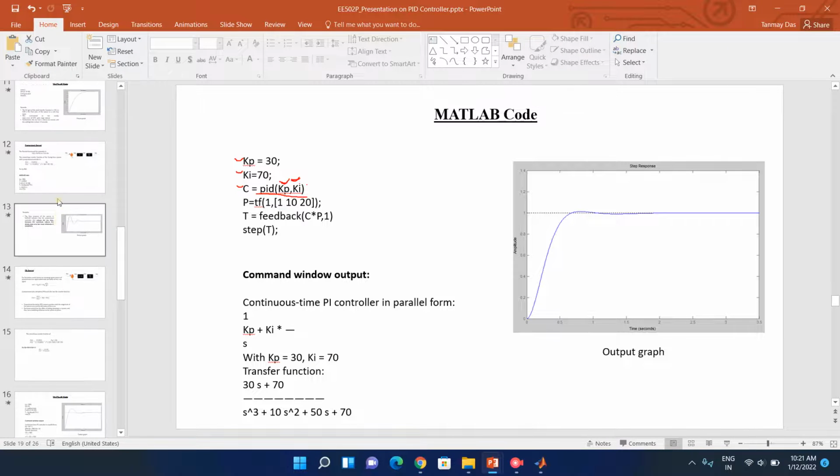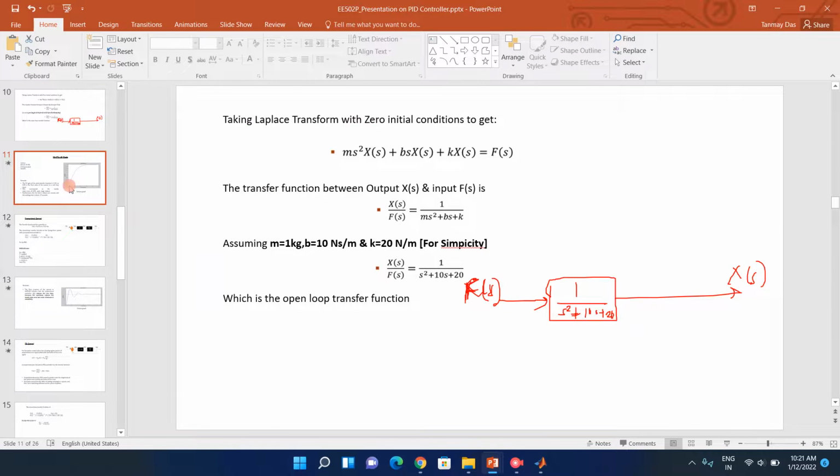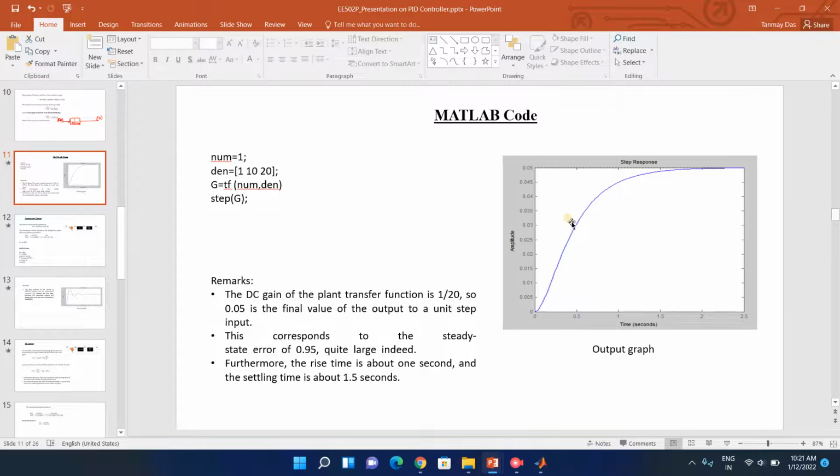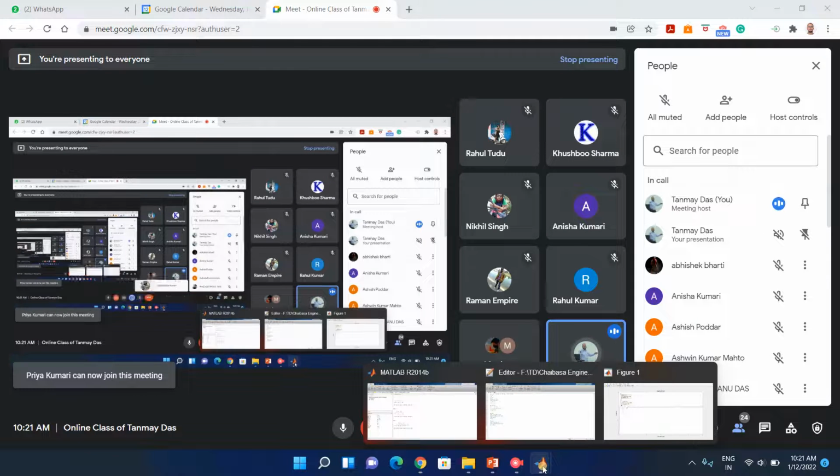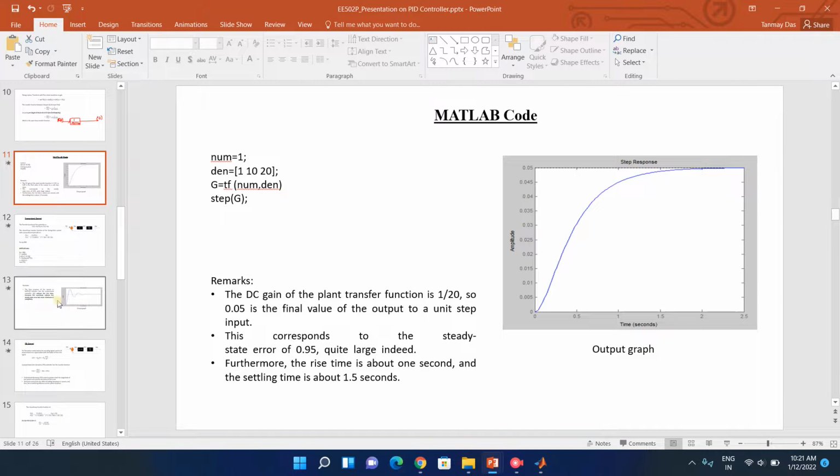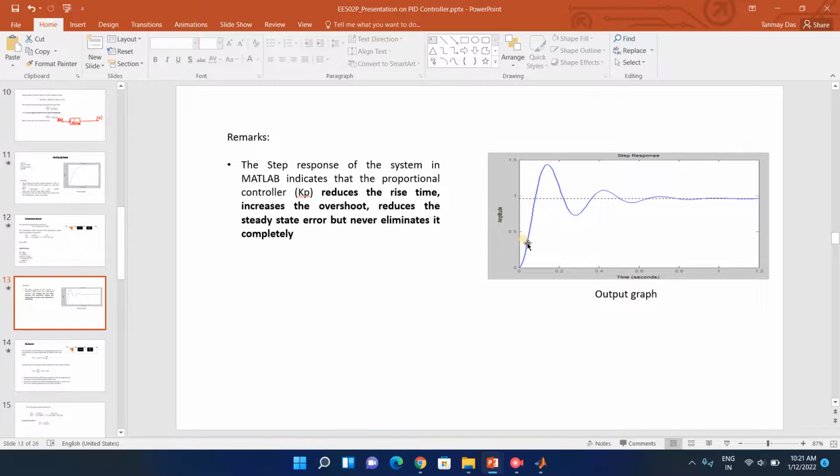See, in the previous case, you must follow it carefully. Previously without any controller, we saw that the input was 1 per unit, but the output had 95% error. So we used a proportional controller. The proportional controller increases the magnitude proportionately to the error, otherwise you will not reach 1. So its gain has to be high, but if it is too high it will overshoot. If it is too low it will be less than 1.